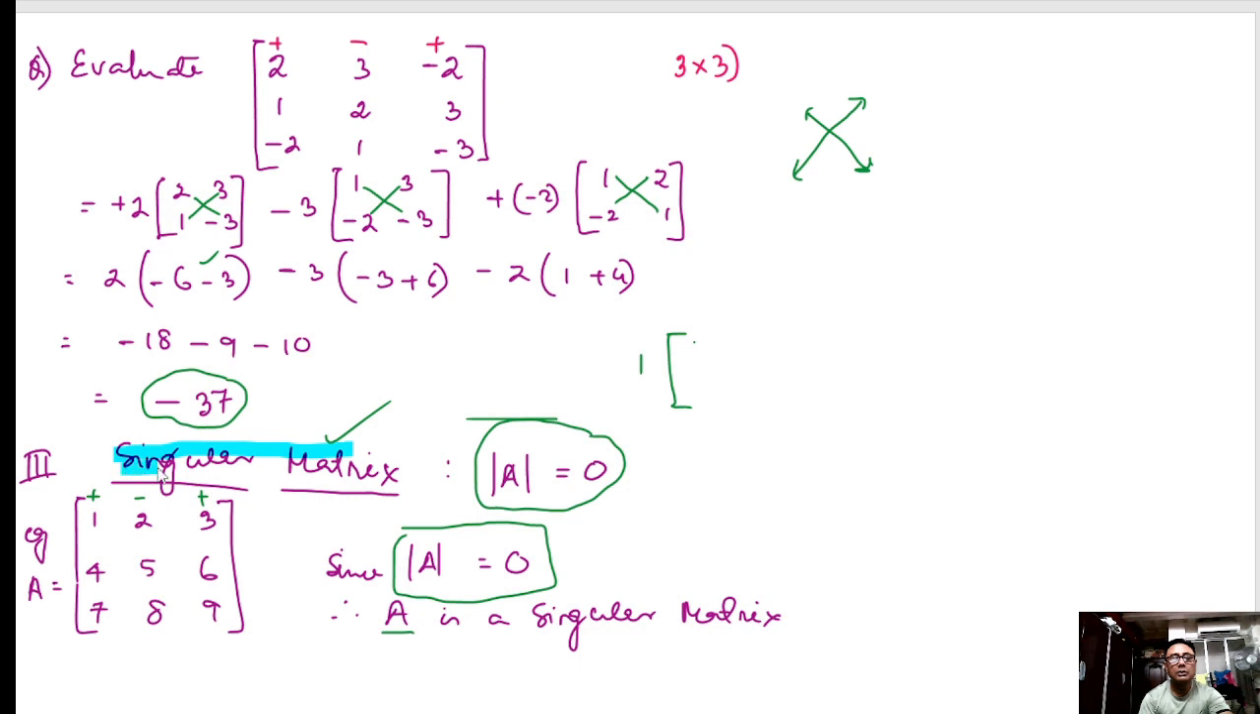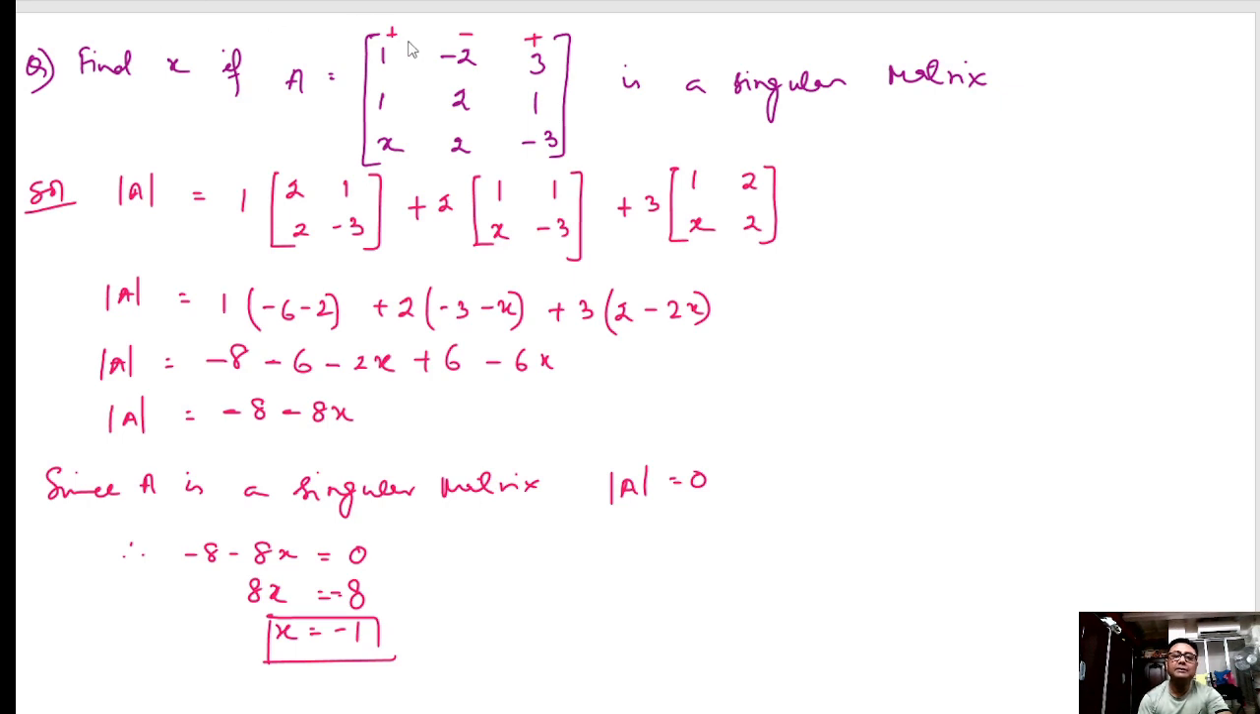Please note, singular matrix or singular determinant, whatever we call it, will be possible only when its modulus value is coming 0. Please note this. A singular matrix is when mod A is 0. That is called a singular matrix. Okay friends, so now let's see the next part.